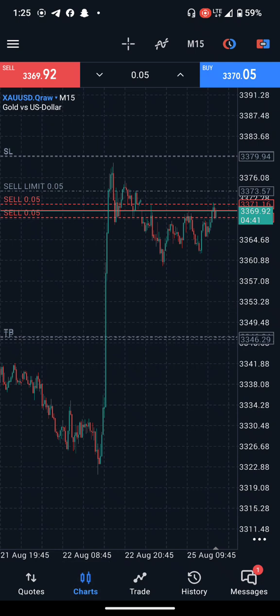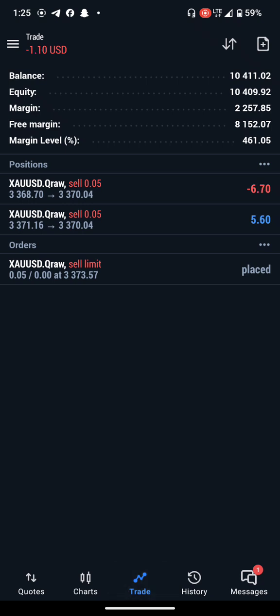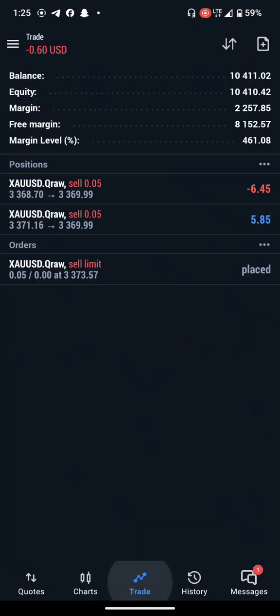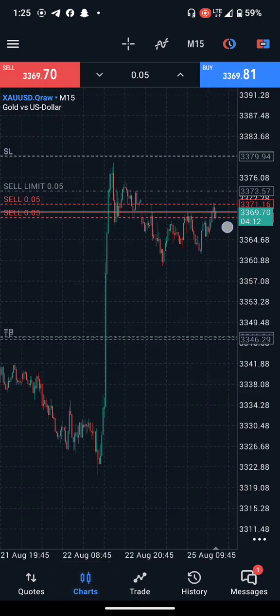Now, layering. The first position is minusing me $6.7 right now. This is my first position. But the second position that triggered is paying me $5.8. In total, I'm only losing 0.7. Meanwhile, this one is still in minus, and this is the only one paying me. Now imagine this position comes down toward here. I'll be making around $50 because this second position will be paying me much, and this one will also be paying me.